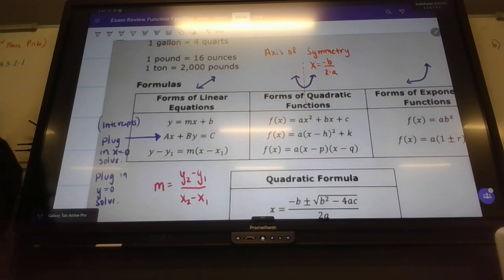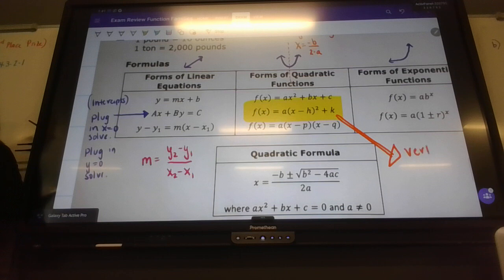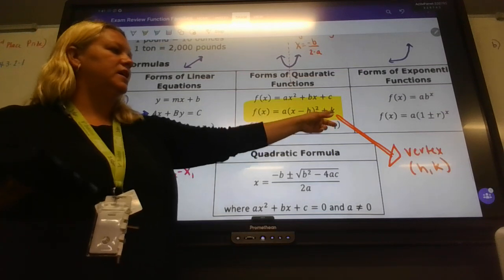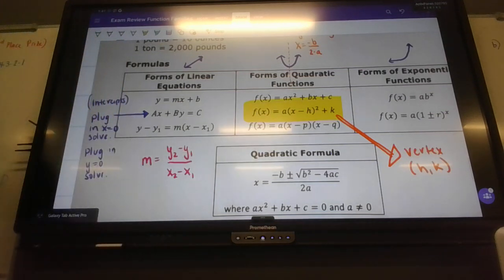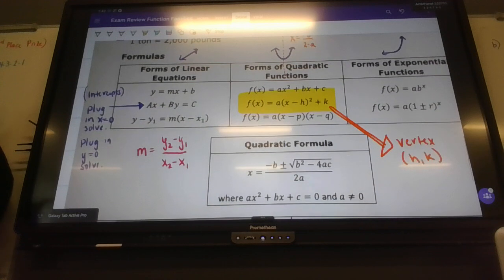I know I said highlighter and we haven't highlighted anything. We can highlight this one. And then I'm going to arrow down here. And just remind you that when you're looking at this one, remember the vertex is HK. And we talked about shifting left and right, shifting up and down, translations.